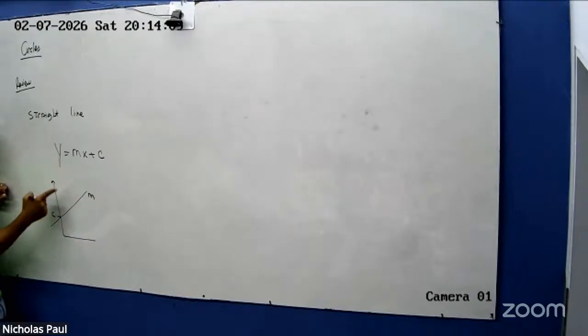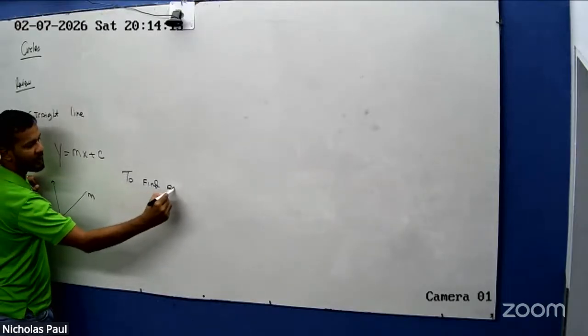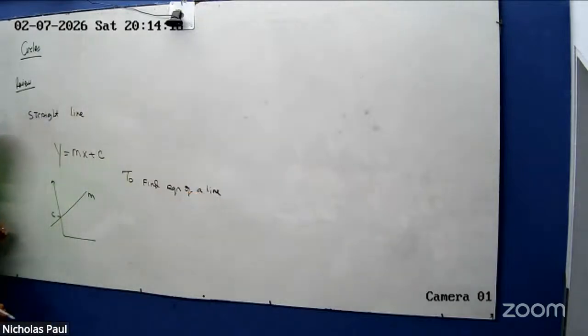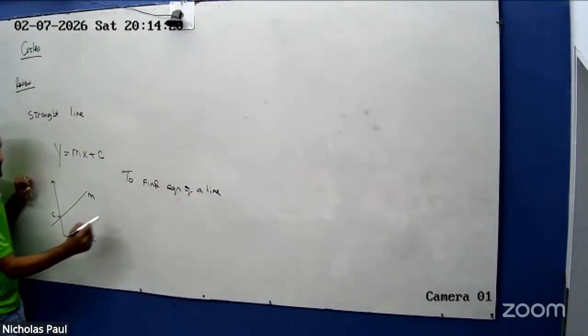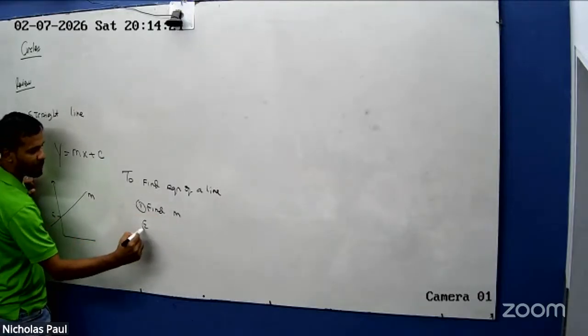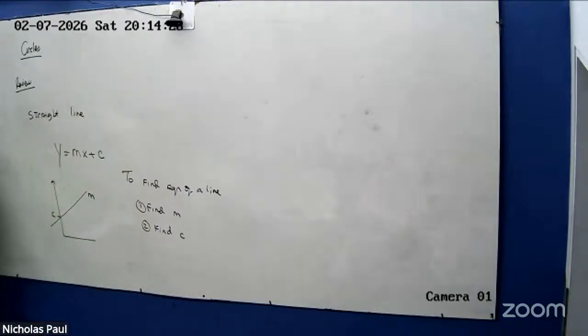How do I find the equation of a line? To find the equation of a line, we need to, number one, find the gradient. Number two, find c. This is the version that you would have done in maths.